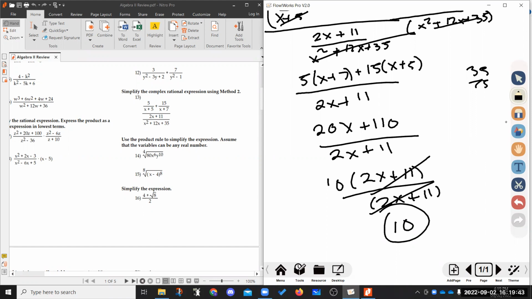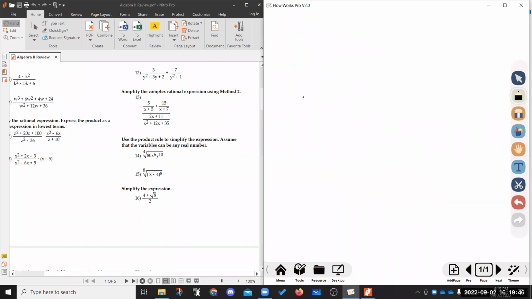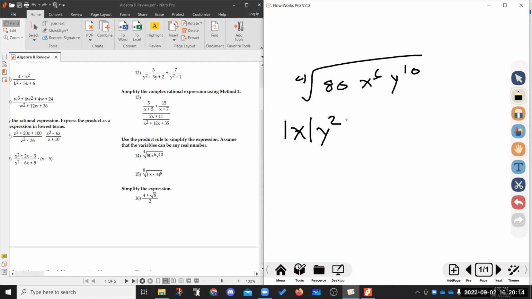Use the product rule to simplify these square roots now. The fourth root of 80, x to the 6, y to the 10. They tell us specifically here that x can be any real number. So when I have an even root, and I have an odd number of x's come out of it, I have to put absolute value bars around it. So for instance, this is going to be absolute value of x, but I'm going to have 2 y's come out. So that's going to be a y squared, so I don't need absolute value bars around that. Inside here, there's going to be 2 x's left, and there's going to be 2 y's left.